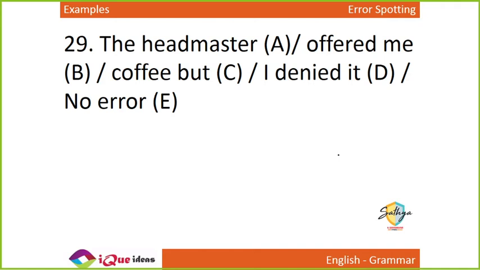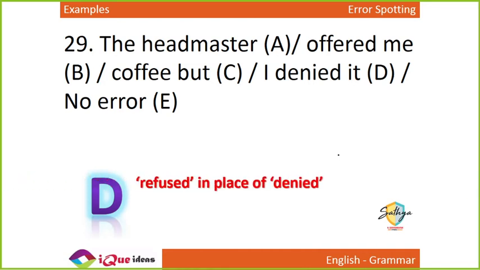Now, here the way a particular word has been used is incorrect. If you are accused of something, you deny it. But when you're offered something and you want to say no, the proper word is to refuse it. An offer is either accepted or refused. You don't deny an offer. Right? So, the headmaster offered me coffee, but I refused it. You don't deny an offer, you refuse an offer.